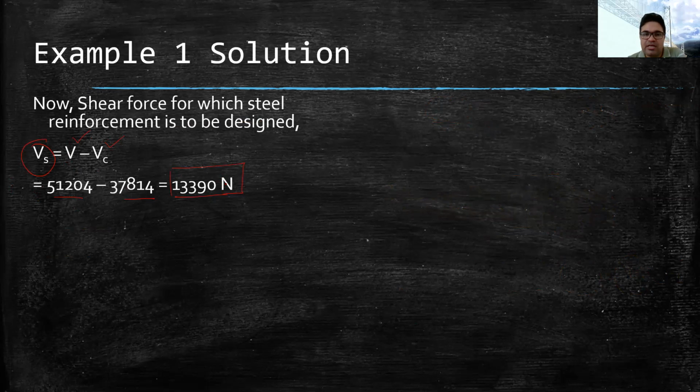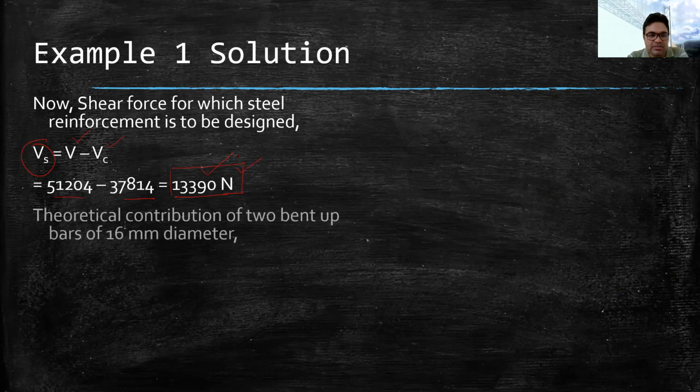So now we have already provided bent up bars to resist the shear force. So first we will find out the contribution of the bent up bar, and then we will find out how much stirrups is to be provided to resist this shear force. So first we will check the bent up bar contribution.